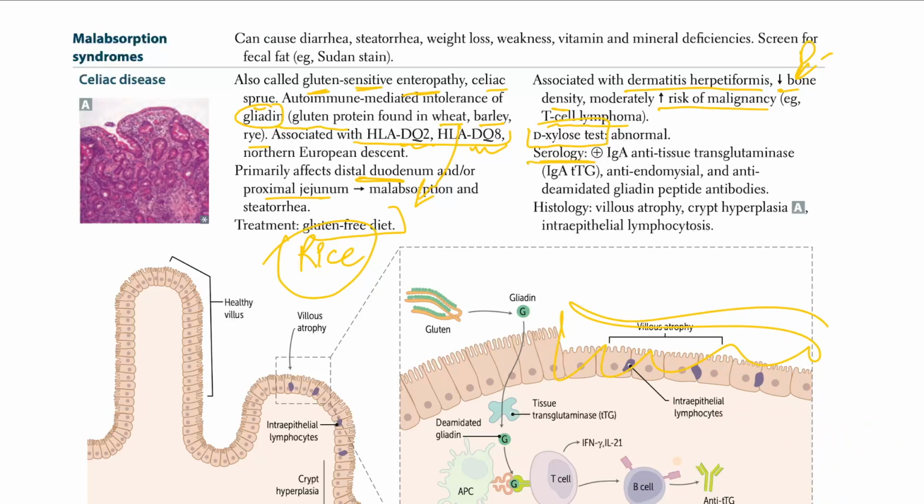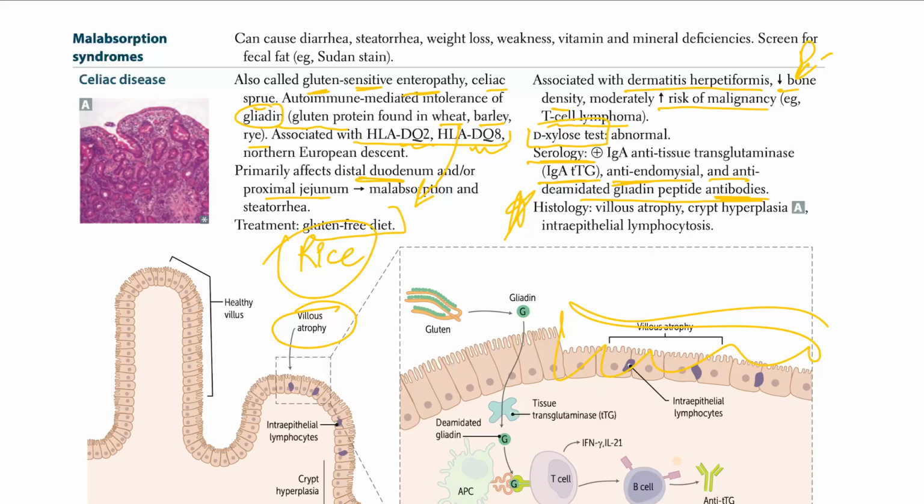With serology, it is going to be positive for IgA anti-tissue transglutaminase, IgA TTG, anti-endomysial, and anti-deaminated gliadin peptide antibodies. On histology, very important, you will have villus atrophy. Look at this picture, villus atrophy.